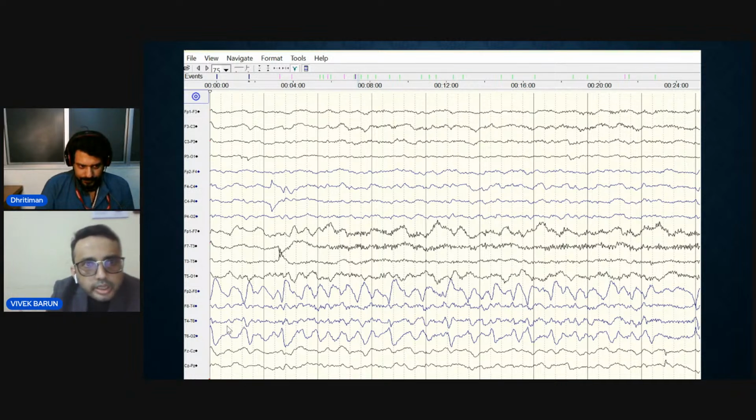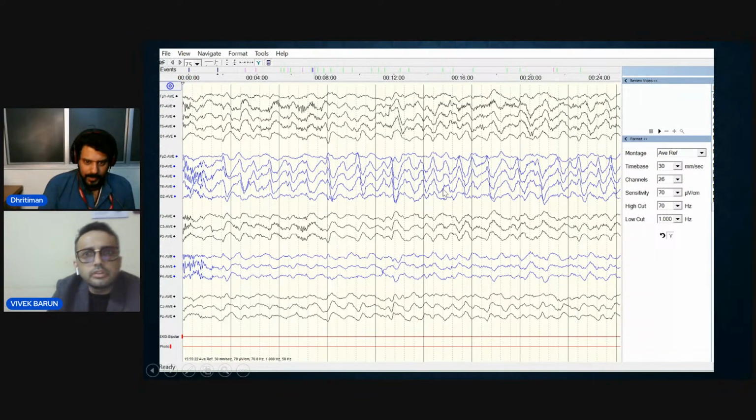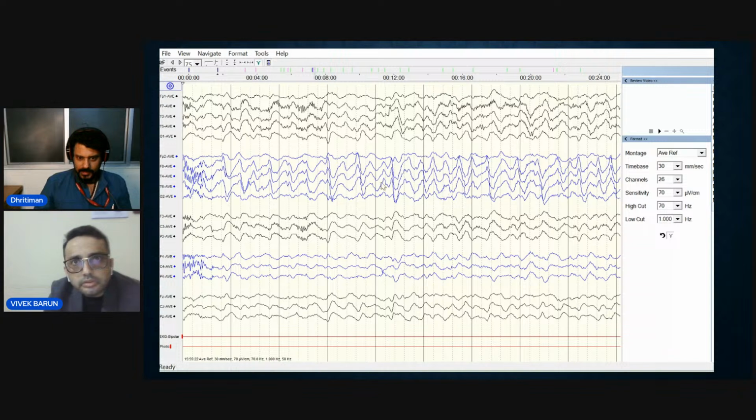Change it to the average montage, we see the amplitude. So I will change it to the common average. So you can see these are showing the maximum amplitude. So this is the focus. I hope from this, this was a good explanation.